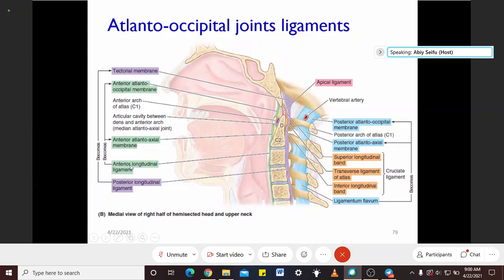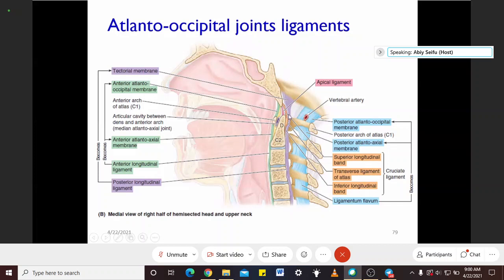The anterior longitudinal ligament, starting from C2, is converted into the anterior Atlantoaxial membrane, that means this one, and from C1 up to the foramen magnum it is converted into the anterior Atlanto-occipital membrane. Remember.